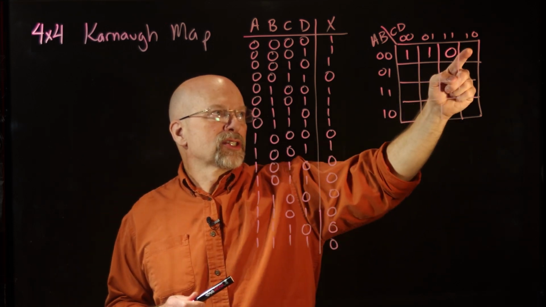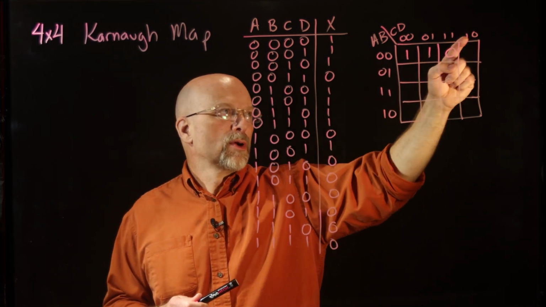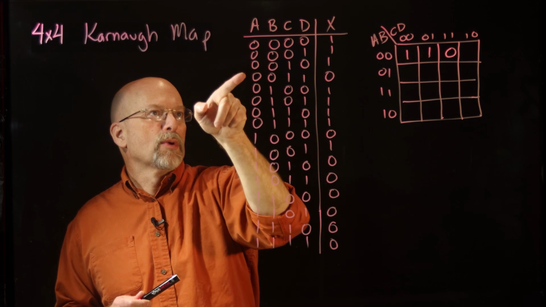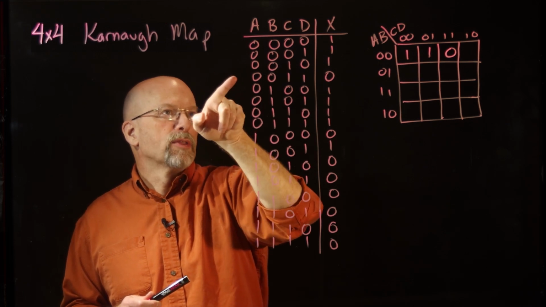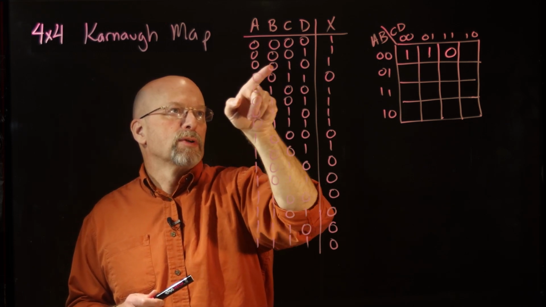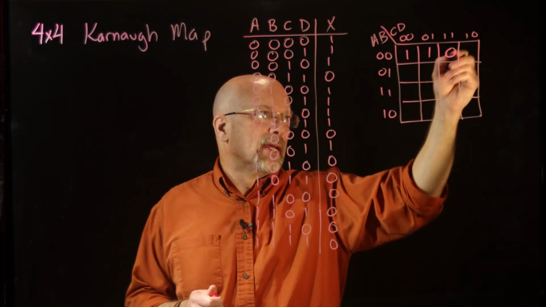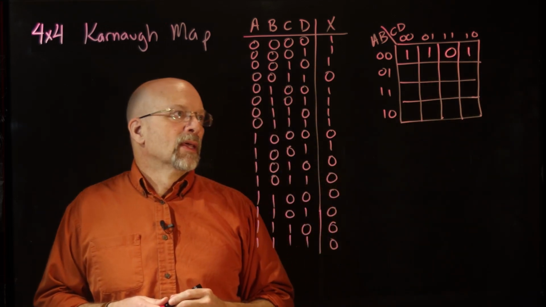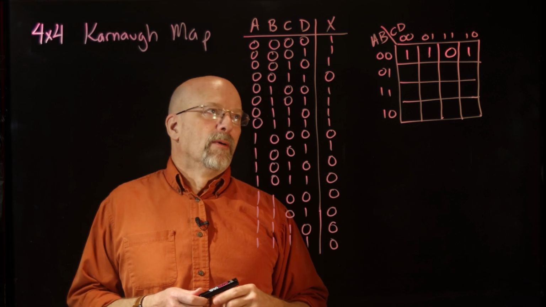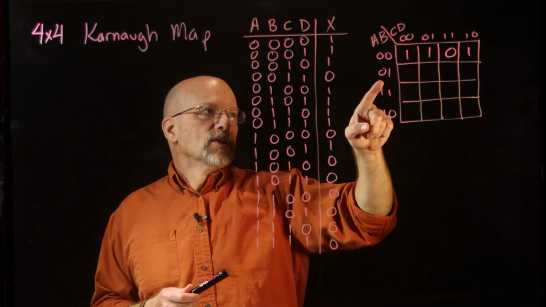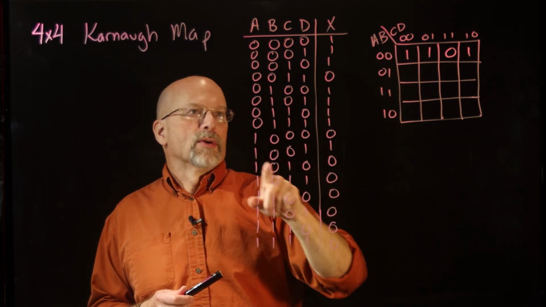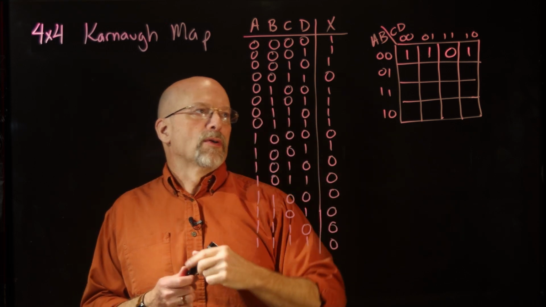Then the last cell of the top row, 0, 0, 1, 0. This is the third row, so we take care of that row in the truth table that we jumped over. 0, 0, 1, 0. It has a 1 in it. All right. Now, second row, this first cell, 0, 1, 0, 0. That's our fifth row.